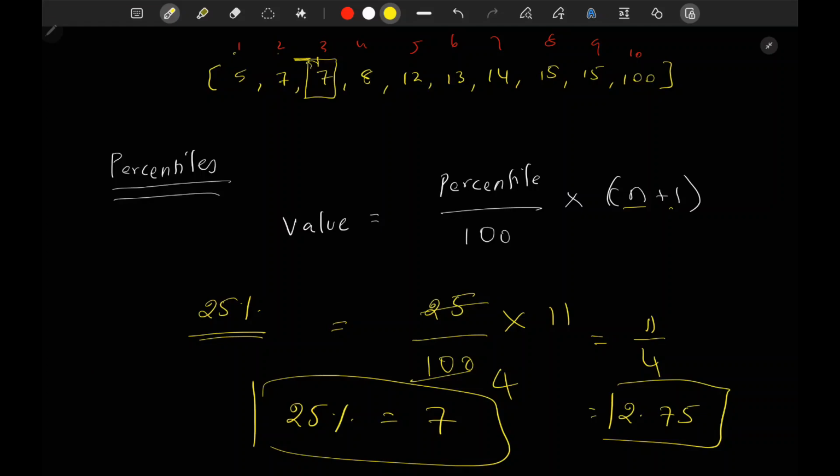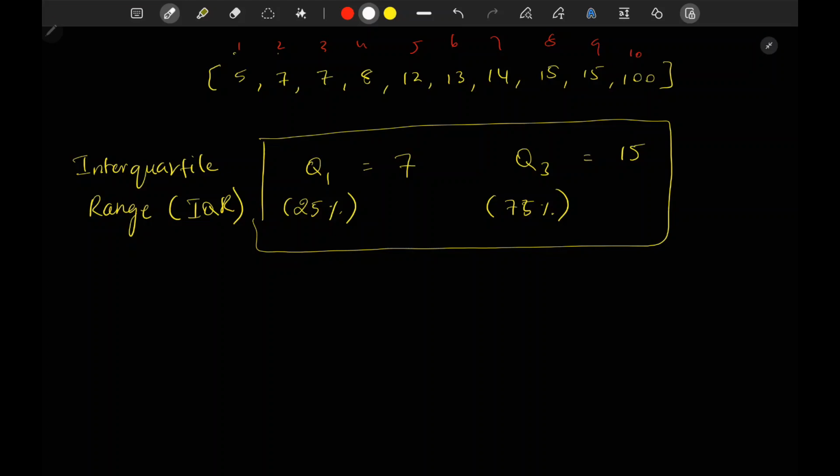Generally, the 25th percentile will be represented as Q1 and Q3 will be the 75th percentile. So now we will see the interquartile range, that is IQR. Here I have already calculated the 25th percentile, so I'm going to represent it as Q1. And I've already calculated the 75th percentile, that is 15, so that will be represented as Q3.